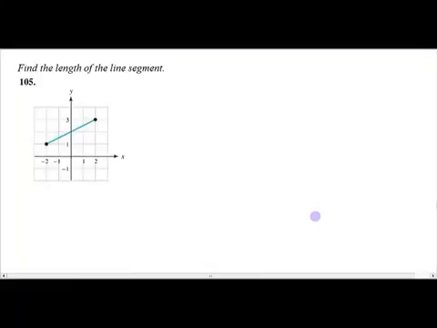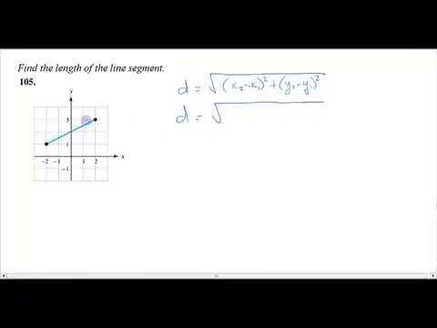Let's find the length of the line segment. Here I could just go ahead and draw a right triangle and use the Pythagorean theorem, but let's go ahead and practice our formula for distance. Remember, it's the square root of x2 minus x1 squared plus y2 minus y1 squared. So I have here the square root of, well, let's find our points here. Our points here are -2, 1, and 2, 3.